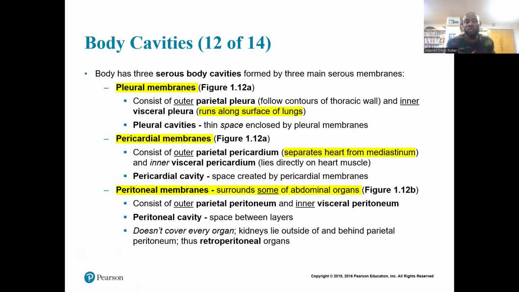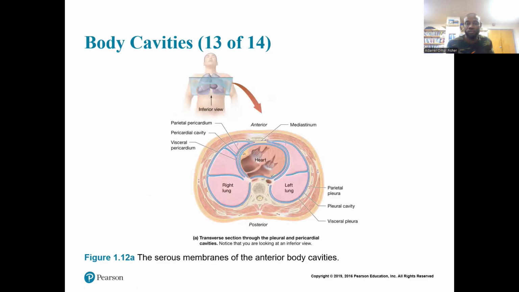All right, the pleural membrane is going to be the one that runs along the lungs. The pericardial membrane is going to be the one that protects the heart. Peritoneal membranes are going to be on some of your abdominal organs. And so you'll see these different membranes which protect the different organs.